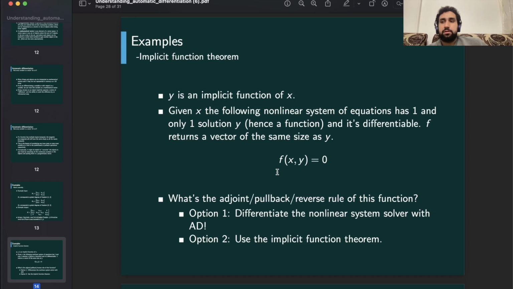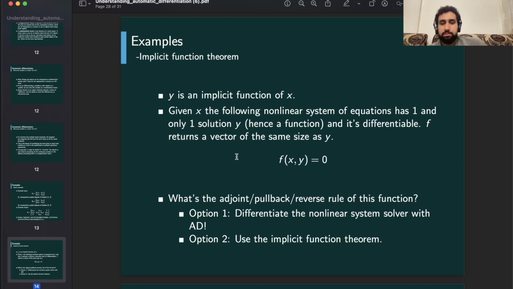And you can go ahead and differentiate this iterative process. This iterative solver that's going to find you y, you can directly differentiate that. And that's okay. It will actually work a lot of the time. It has perks, but it has some disadvantages, but it's going to work a lot of the time.